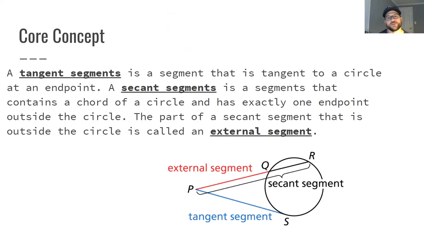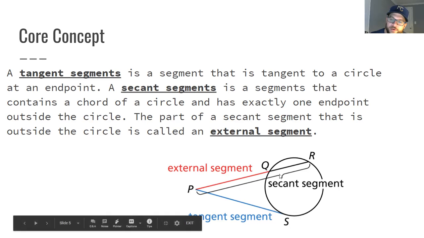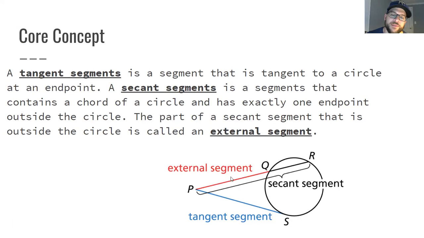All right, tangent segments. Tangents are outside of your circle. If those tangent segments meet at the same endpoint, they're tangent segments. Secant segments contain a chord of the circle and have exactly one endpoint outside. So notice how this black part right here, you're crossing 2 points of the circle, so it becomes a secant. But for the blue one, you're only crossing at 1 point, so it's a tangent. Anytime you have an exterior part of a secant, it is called an external segment.